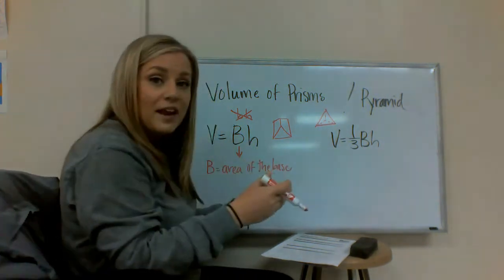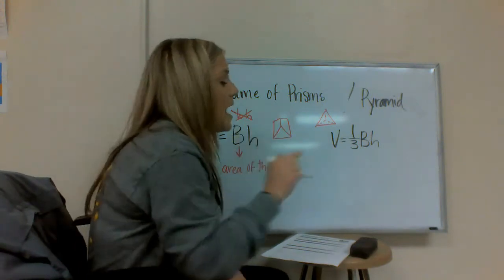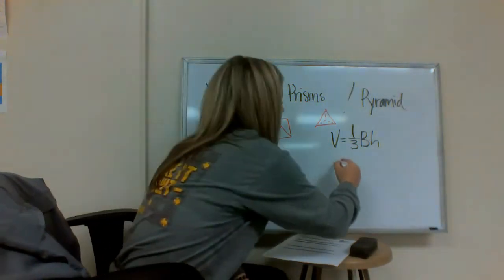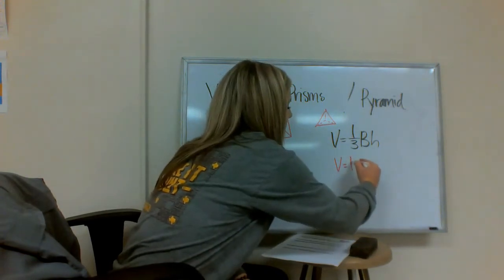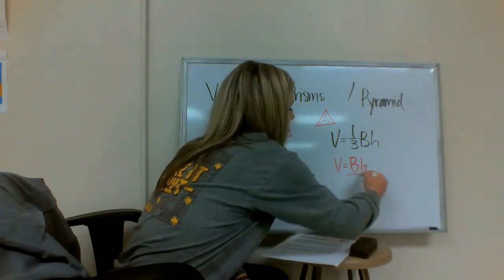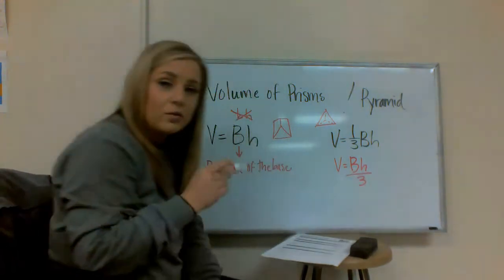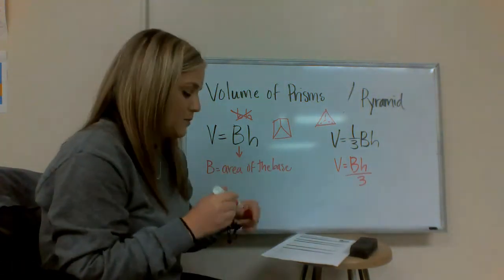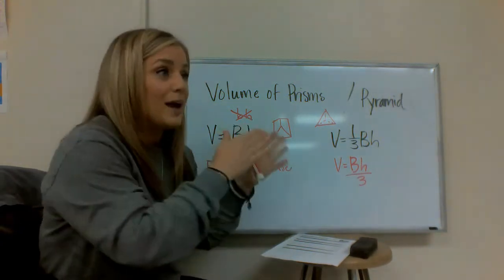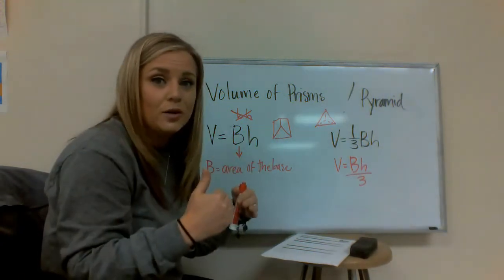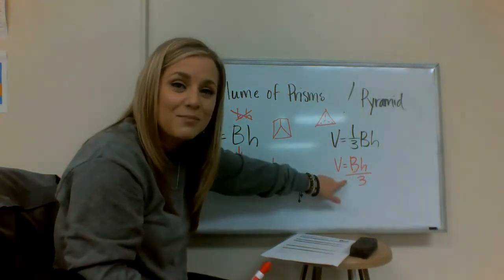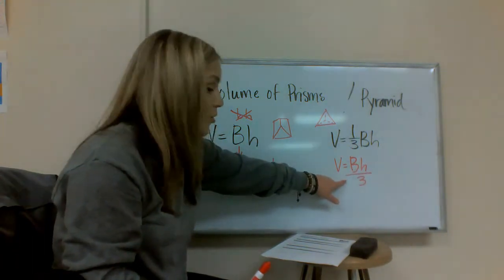So if you want to rewrite that again, go for it. But I would rather you write it like this. This works the same. You can do volume equals capital B times H divided by 3. Just like with a triangle, when I taught you area of a triangle, it has 1/2 times base times height, or you can do base times height divided by 2, okay? Multiplying by 1/3 is the exact same thing as dividing by 3.